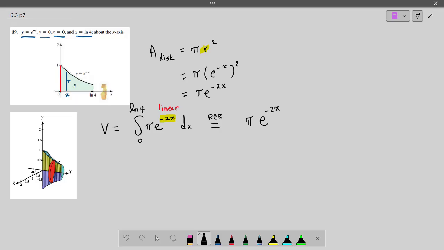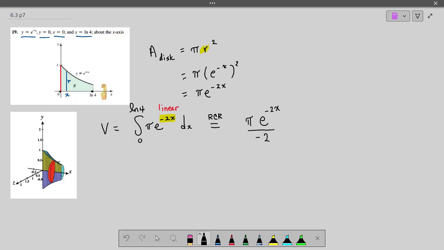The derivative of the exponent is negative 2. If you were taking a derivative, you would multiply by the negative 2. We are taking an integral, so we divide by the negative 2. So very similar to the chain rule. We'll call it the reverse chain rule because we're integrating, not differentiating. So that is our antiderivative.